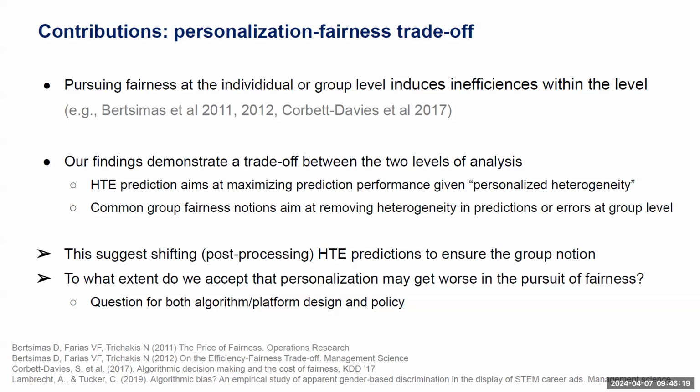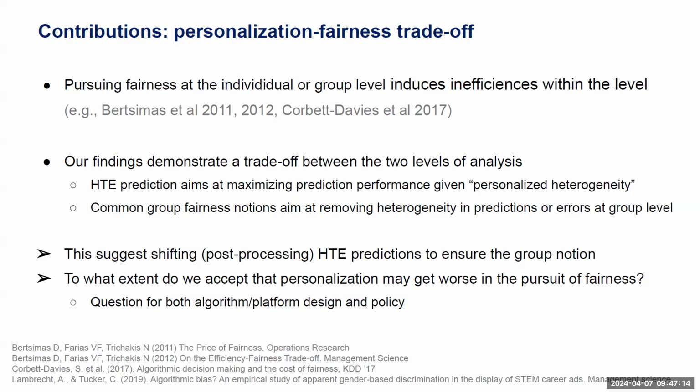The second one, more about the fairness, and I'm going to close after this, is that we think there's a personalization fairness kind of trade-off. So what we show here is that, starting from recent research, pursuing fairness at the individual or group level can induce inefficiencies within that level, right? So there's a prediction accuracy trade-off within individuals, or if you care about groups, within groups. But what we try to show here is that there's a trade-off also between the two levels of analysis, individuals and groups. The reason is that heterogeneous treatment predictions aim at maximizing prediction performance at the personalized level. So we consider personalized heterogeneity. However, most common notions of fairness aim at removing heterogeneity in some way, either the prediction levels or the heterogeneity. So they're kind of at odds.